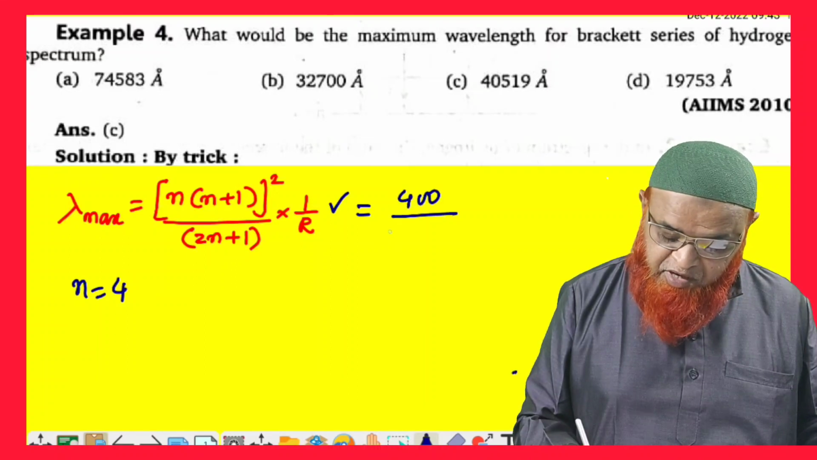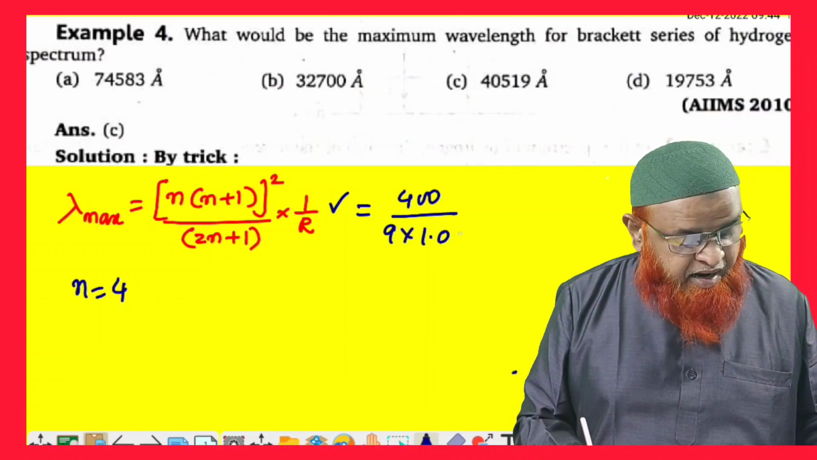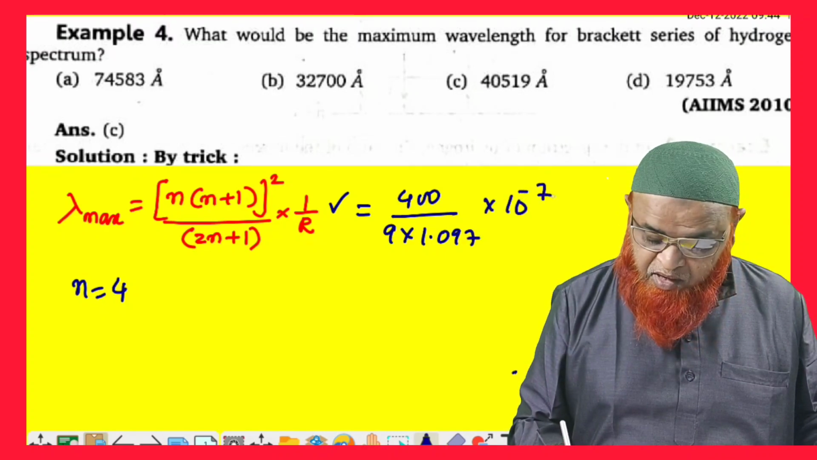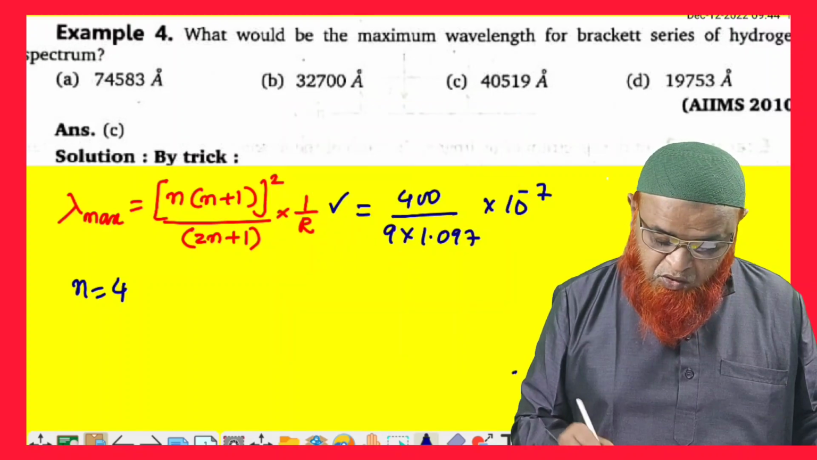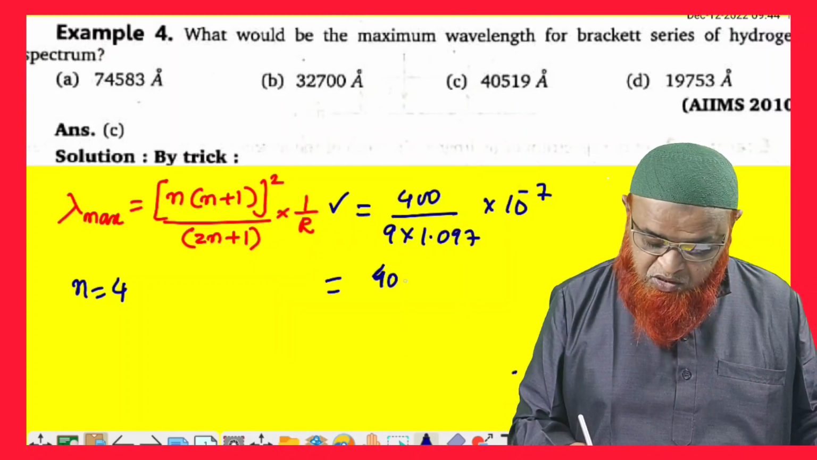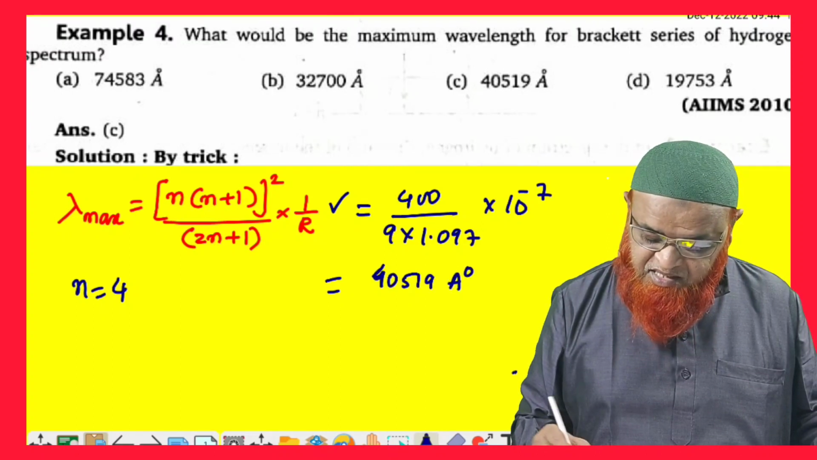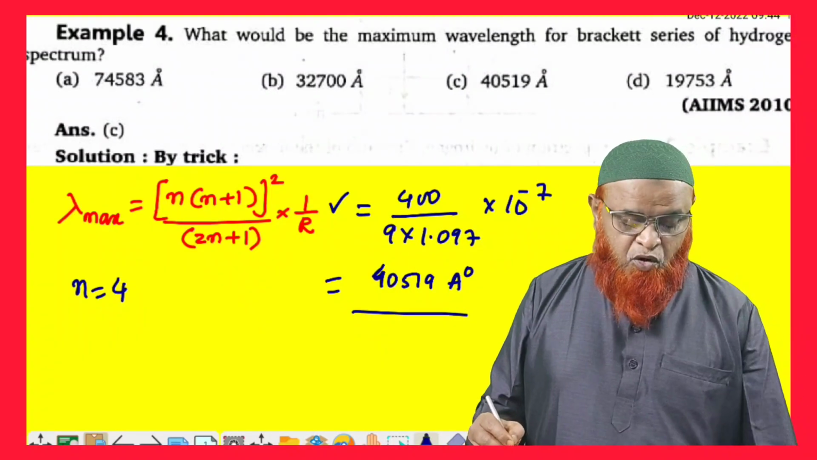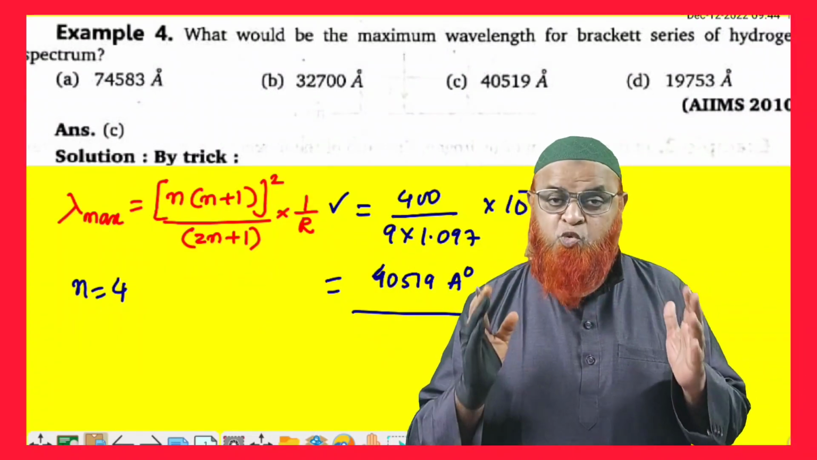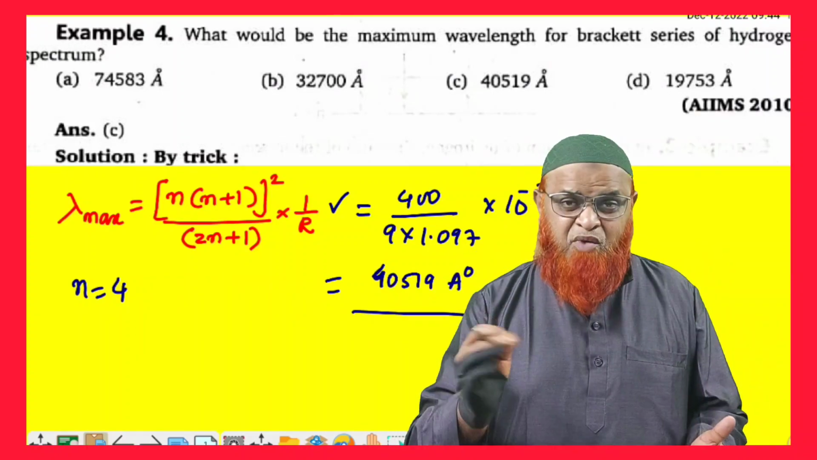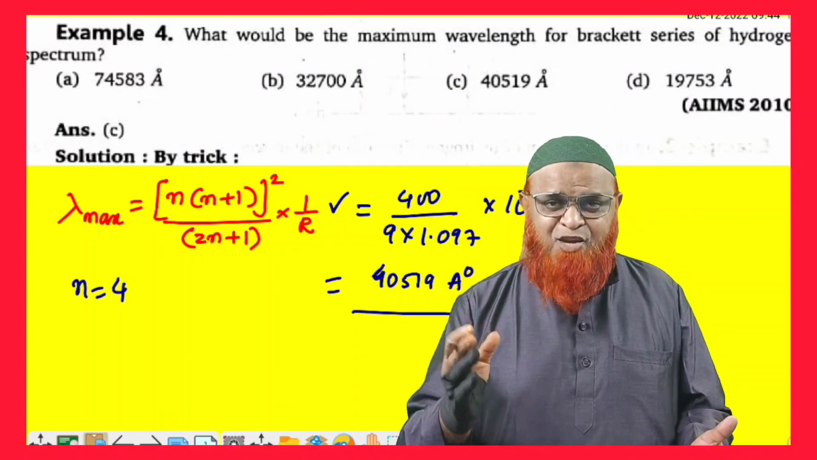Then if you substitute the values, you'll get 400 divided by 9 into 1.097 into 10 power minus 7. After calculating this, you'll get the value as 40519 Angstroms. That's it. So directly, in a simple shortcut formula, that is (n plus 1) whole square divided by (2n plus 1), can be used to find the maximum wavelength of any series. Thank you very much.